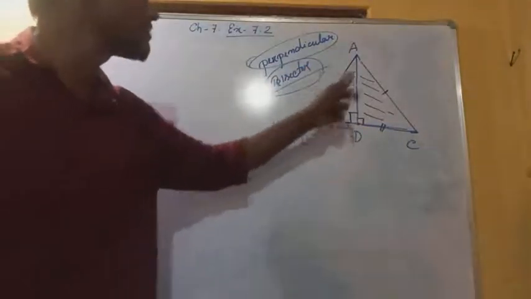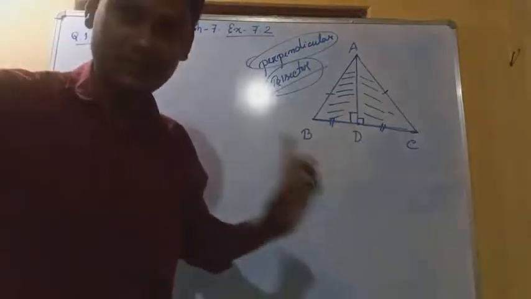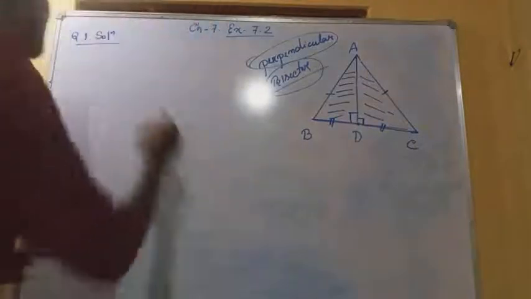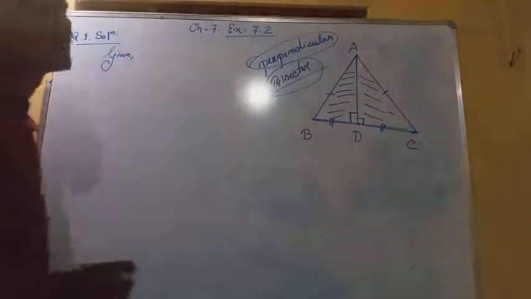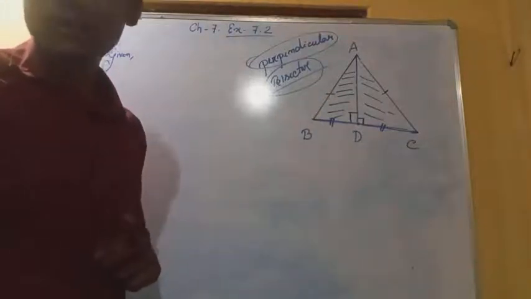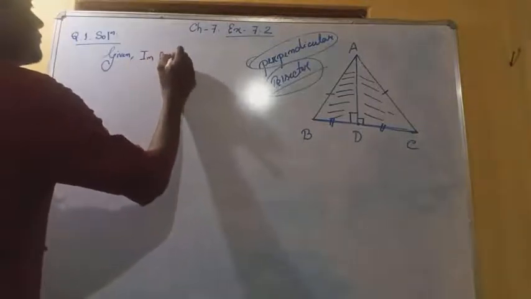Perpendicular bisector means that angle ADC is equal to angle ADB, which is equal to 90 degrees, given, and BD is equal to CD, given. So, given things, what we can write, if you want, I will write. The given thing is: in triangle ABC, it is given that AD is the perpendicular bisector.